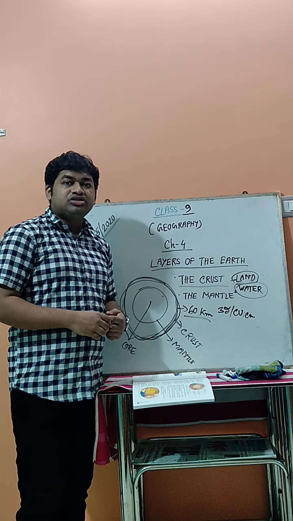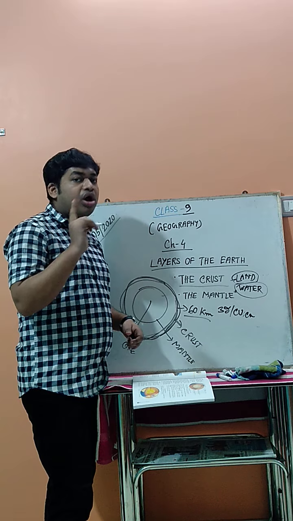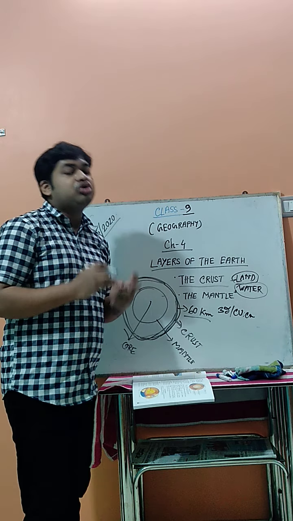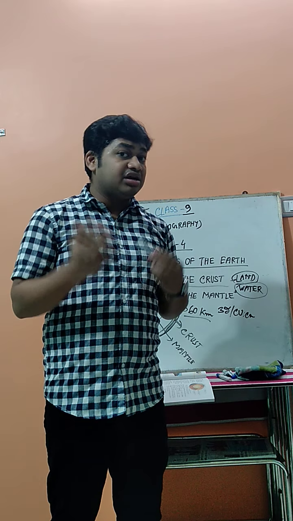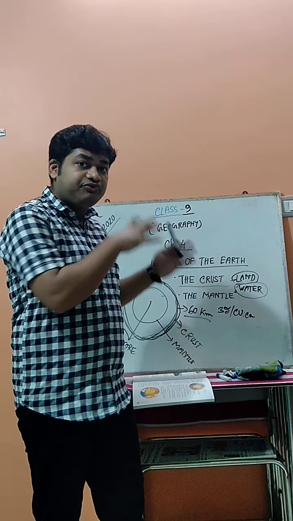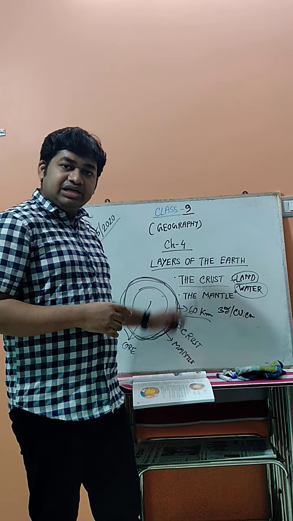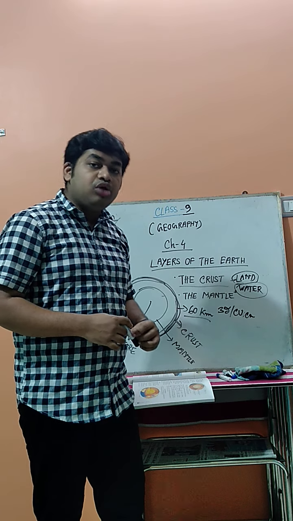What are the three main elements of the crust? Silica, aluminium, and magnesium. Don't forget it. These are the three main components that make up the earth's crust. It can come as a short question also: what are the three components that generally form the earth's crust? That is silica, aluminium, and magnesium.